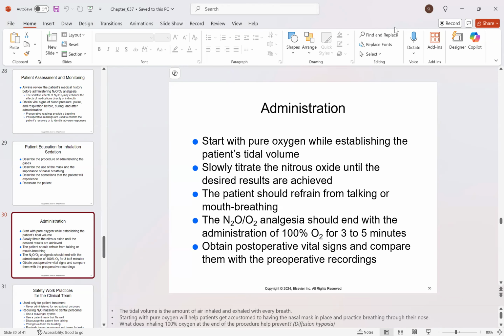We're going to start with pure oxygen while establishing the patient's tidal volume. Slowly titrate the nitrous oxide until the desired results are achieved. The patient should refrain from talking or mouth breathing. The nitrous should end with administration of 100% oxygen for 3 to 5 minutes. We'll obtain post-operative vital signs and then compare them to the preoperative.